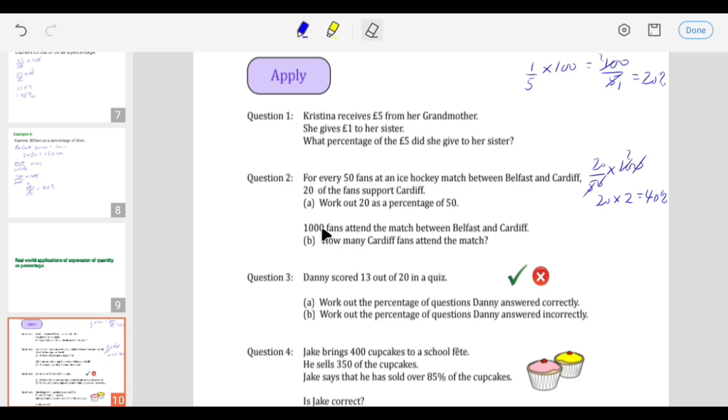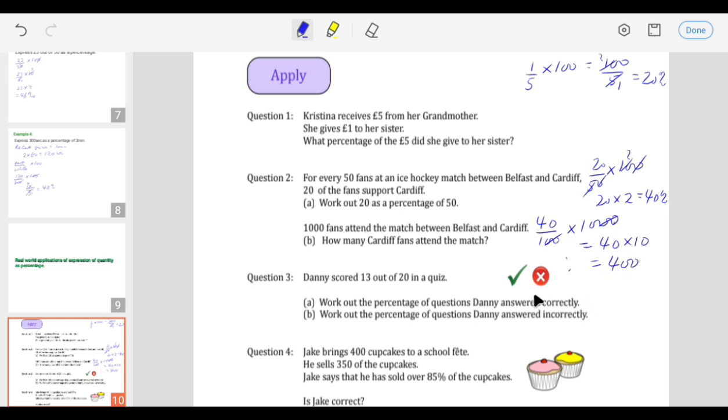The second part of question 2 says 1,000 fans attend the match between Belfast and Cardiff. How many Cardiff fans attend the match? So if 40% of the fans support Cardiff, what is 40% of 1,000? So we're going to find 40% of 1,000. You multiply this, can reduce this. So we're going to be left with 40 times 10. So 400 Cardiff fans attend the match. So 400 out of 1,000 fans are Cardiff fans.